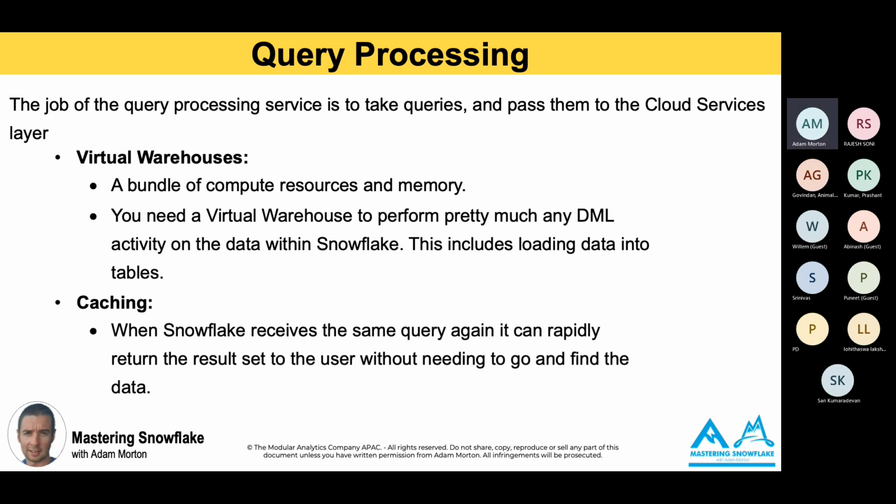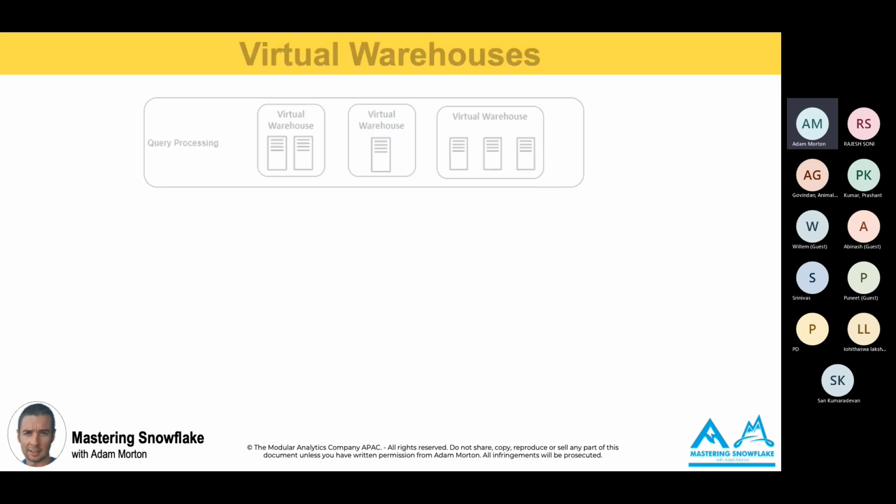Caching, again, this concept may be familiar to you. If Snowflake receives the same query again, it can rapidly return the result set to the user without needing to go and find the data again. We're going to touch upon caching in a few slides' time, after we go into more detail around virtual warehouses. I'll give you the different types of cache in Snowflake and also the caveats when the cache can't be used and is invalidated as well. So first, let's go into more detail around virtual warehouses and what they look like.